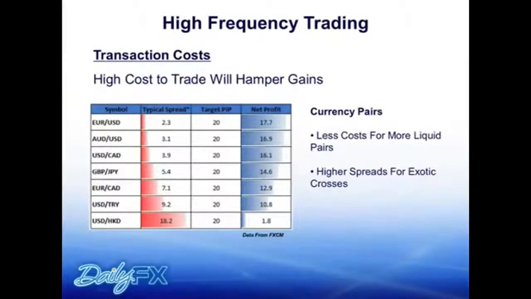One thing to keep in mind is that as we go down the line to the more exotic crosses, such as the US dollar and Hong Kong dollar, or the US dollar and Turkish lira, the costs are higher. For the Turkish lira it's actually 9.2, but the USD/HKD is all the way at 18.2. So the first thing we want to do is decide which currency pairs we're going to trade. That's why, for those of you who were in my previous presentation on trading the news, I typically like to focus on the major currencies associated with the US dollar, because they tend to be the most liquid out of all the major currency crosses.